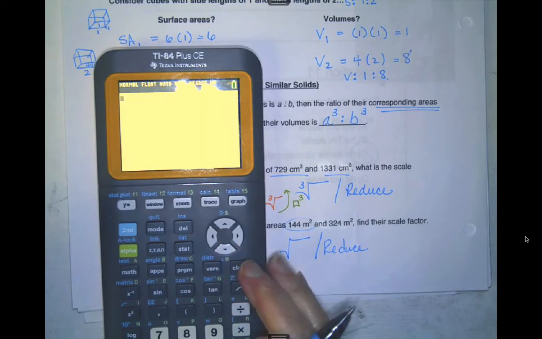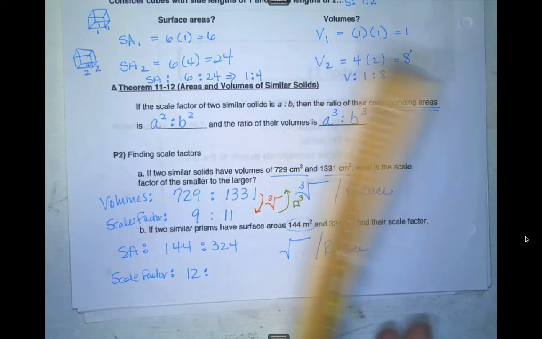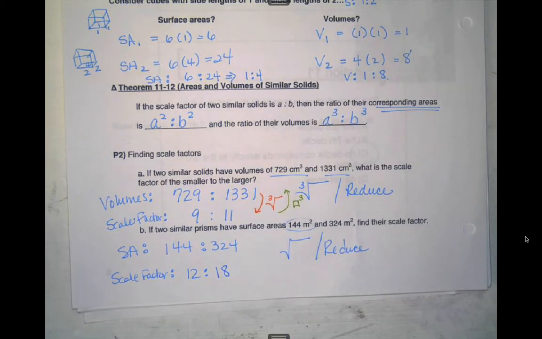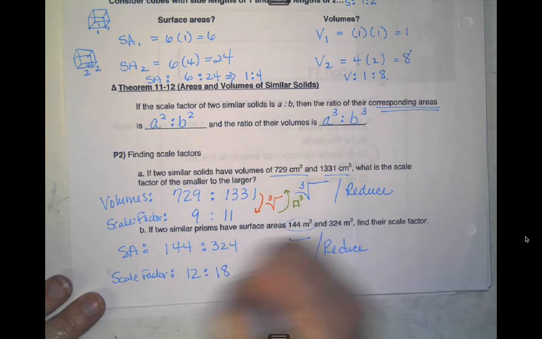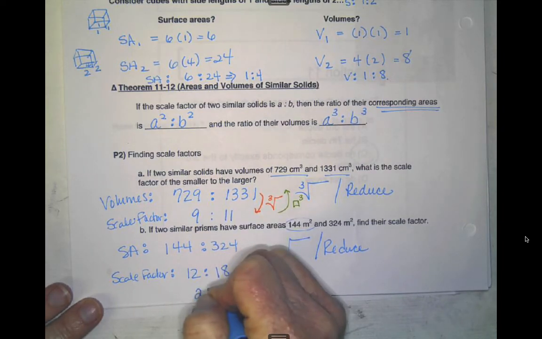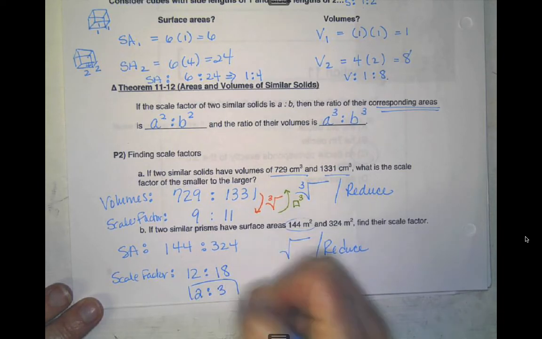If I take the square root of 324, fortunately I get 18. But I know that both of those numbers are divisible by 2. Actually, I even know that both of those numbers are divisible by 6. So I'm going to reduce this now. 12 divided by 6 gives me 2. 18 divided by 6 gives me 3. So that's going to be my answer there.